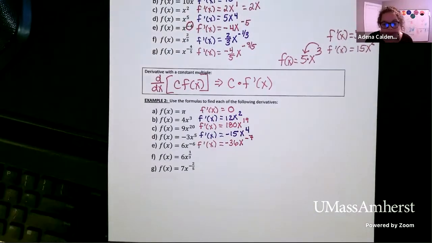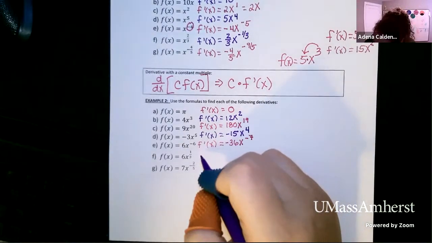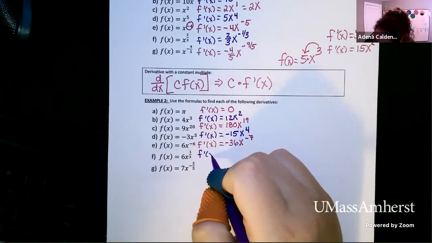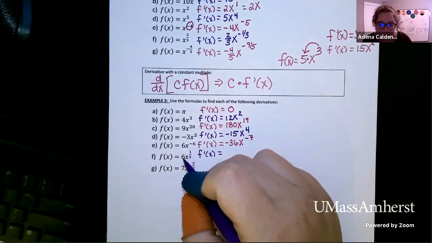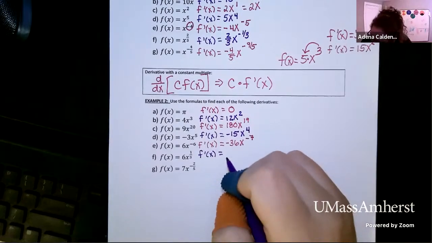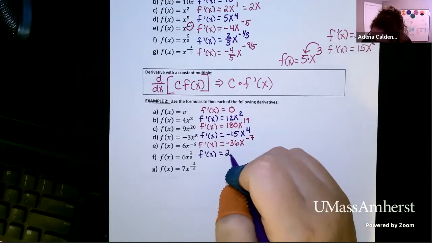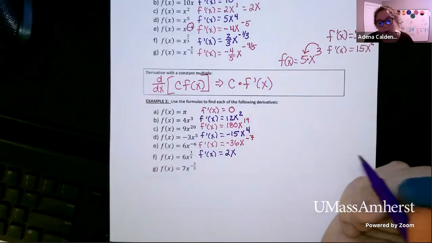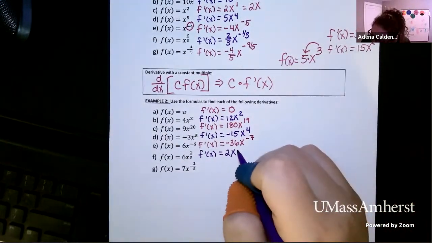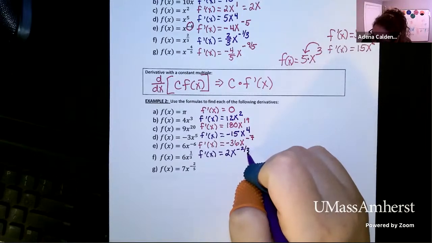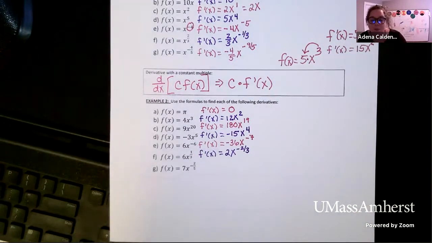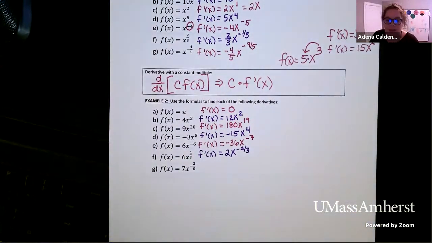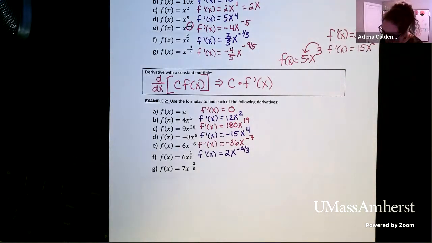For part F, I have 6x to the 1/3. Okay, so the 1/3 is going to come down and multiply the 6. 1/3 of 6 is going to give me 2x. We subtract 1 from the power. So I have 1/3 minus 1, which is going to give me negative 2/3. Okay, again, be careful with fractions up in the power.